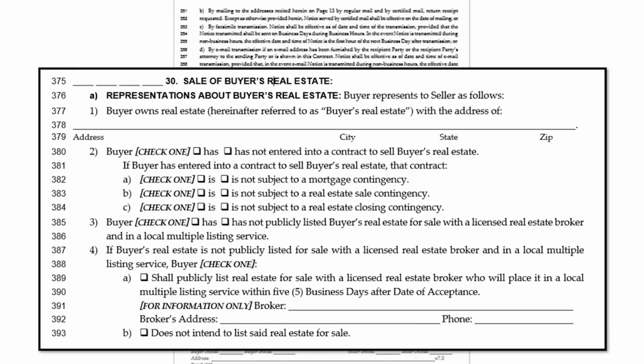Does that make sense? So this whole section here that you're looking at is all about your buyer's property and what he's doing with it, okay? Because he's saying he doesn't have to close on my seller's house unless something happens here. So what is that something?